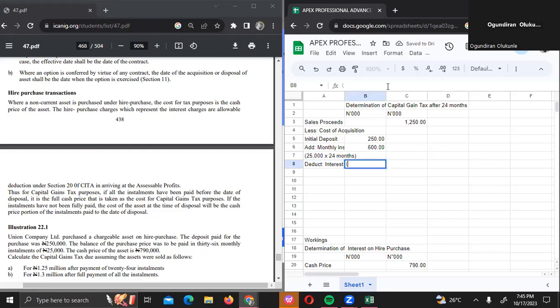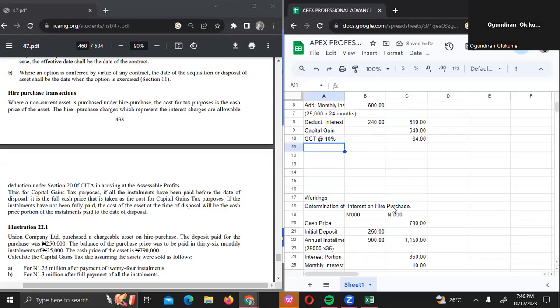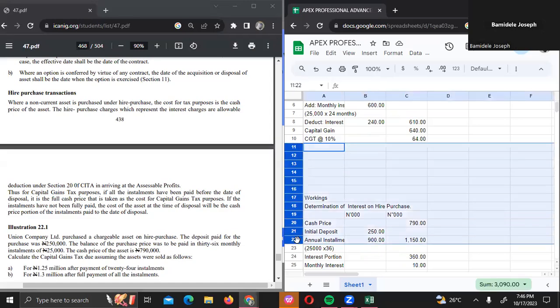So what's the interest now? The interest is going to be 10,000 times 24. So you have 240, right? So it means for this you will have 250 plus 600 minus 240. That's 610, right? So the capital gain will be 1250 minus 610. That's 640. Then you have capital gain tax at 10%, and that gives you 10% of 640. That's 64. That's the first scenario. Does that make sense to you? Yes. Can we go ahead?